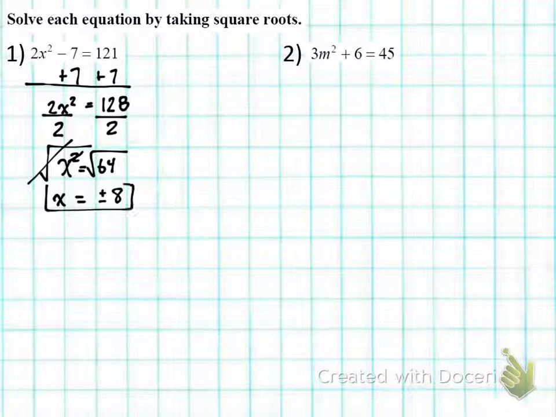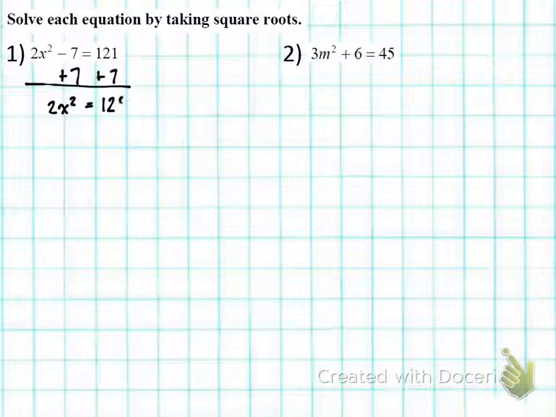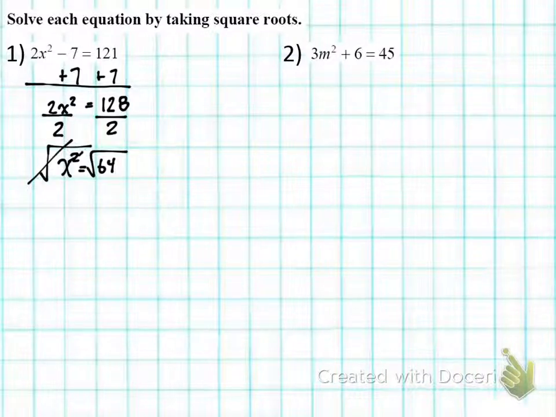Did y'all get that? Again, what did I do? First thing I did is I asked myself, what's A, B, and C? A is 2, there is no B, and there's a C. We know that there's no square root of 2, so I'm going to isolate the squared term, so I add 7 to both sides. We get 2x squared is equal to 128. Then I'm going to divide by 2 on both sides, so x squared is equal to 64. Take a square root of both sides, because the opposite of taking a square is called a what? Square root. That's how you do number 1.